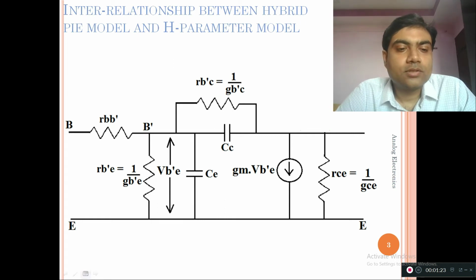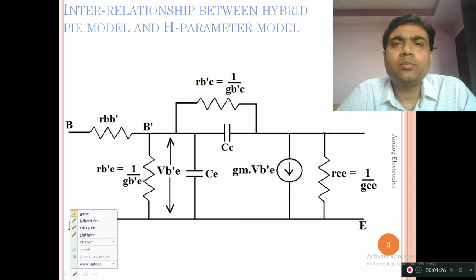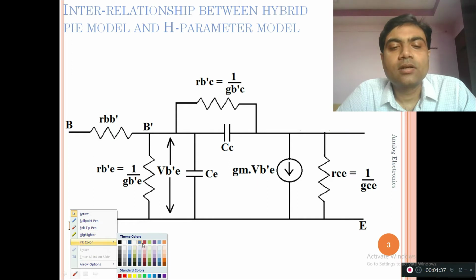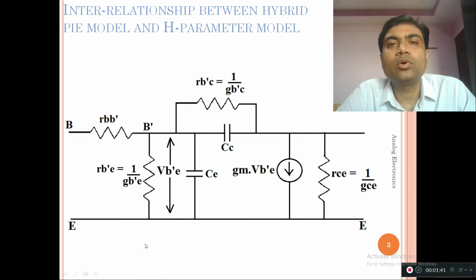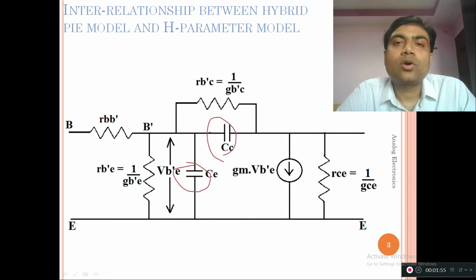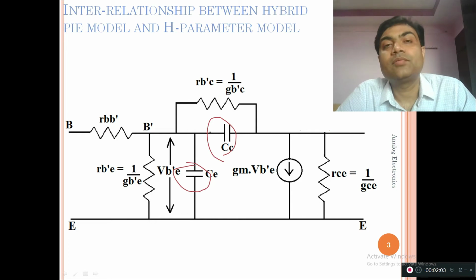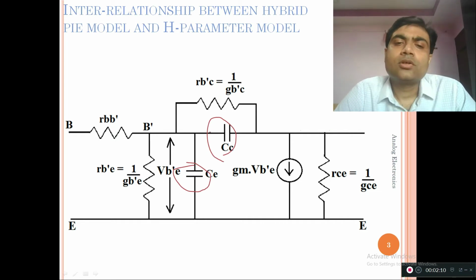Let's start. This is the pi model which we discussed in the previous lecture. We are in module 2, the second lecture, on high frequency amplifiers. In the first lecture, I discussed this hybrid pi model in detail, and we came to know that the capacitances Cc and Ce, the diffusion and transition capacitances, are essentially part of the hybrid pi model because they represent the high frequency analysis. When we analyze the transistor at high frequency, we cannot ignore the internal capacitances. So these represent the high frequency analysis of the BJT.